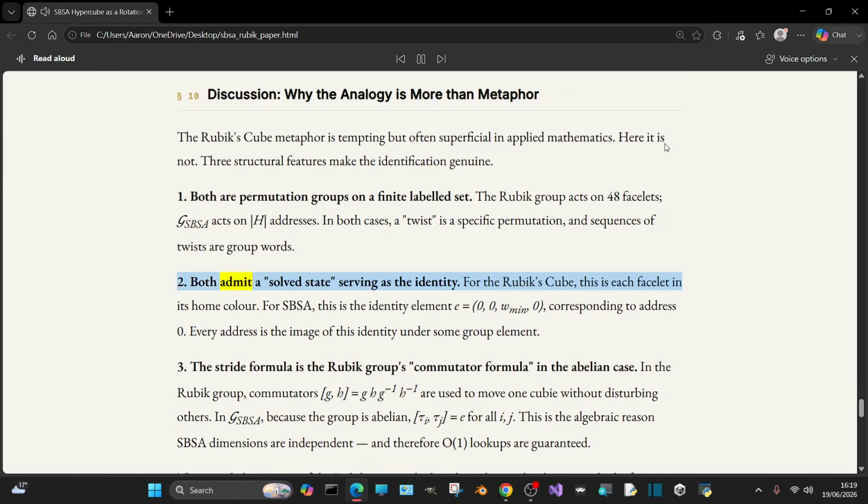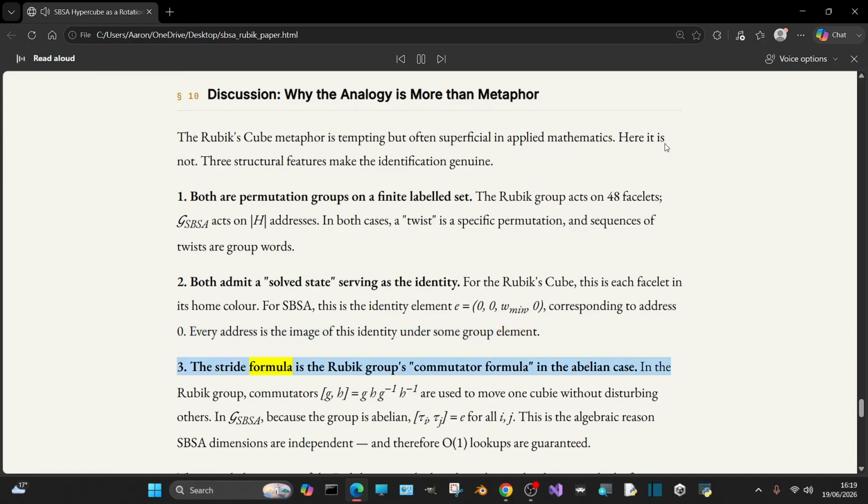2. Both admit a solved state, serving as the identity. For the Rubik's Cube, this is each facelet in its home color. For SBSA, this is the identity element E equals 0, 0, 0, 0, corresponding to address 0. Every address is the image of this identity under some group element.